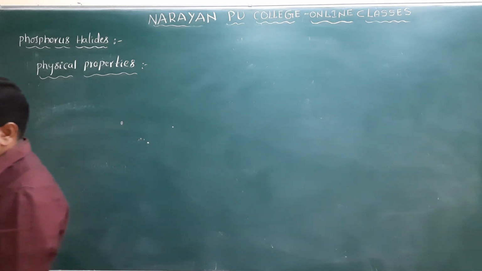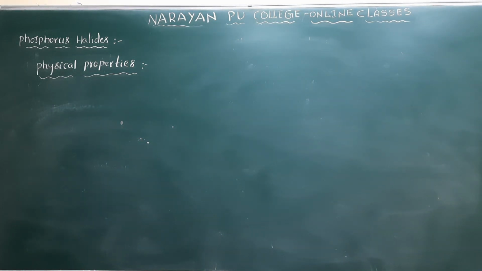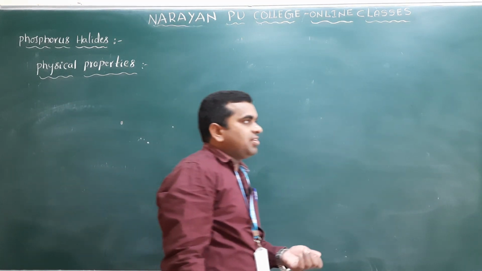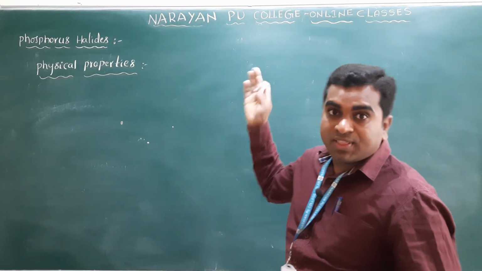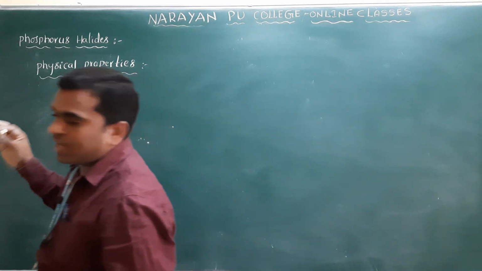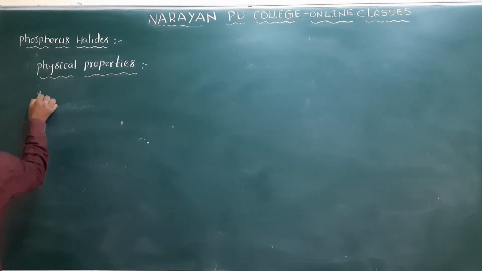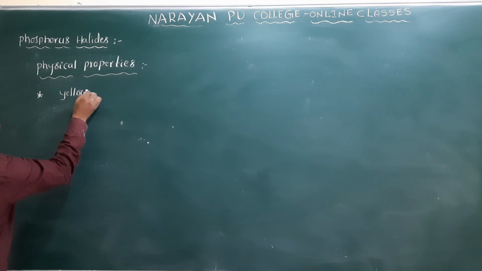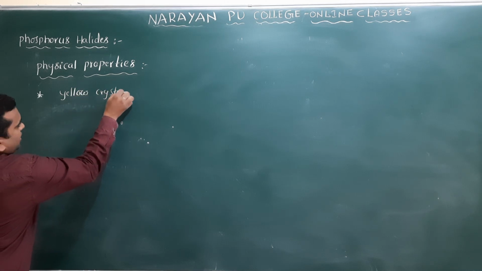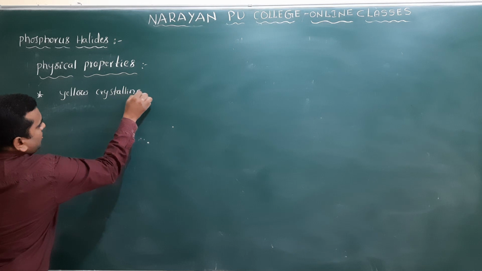So next one is physical properties. I already mentioned phosphorus pentachloride is a pale yellow crystalline solid with a pungent smell. PCl3 is an oily liquid. It is a liquid, but PCl5 is a yellow crystalline solid.